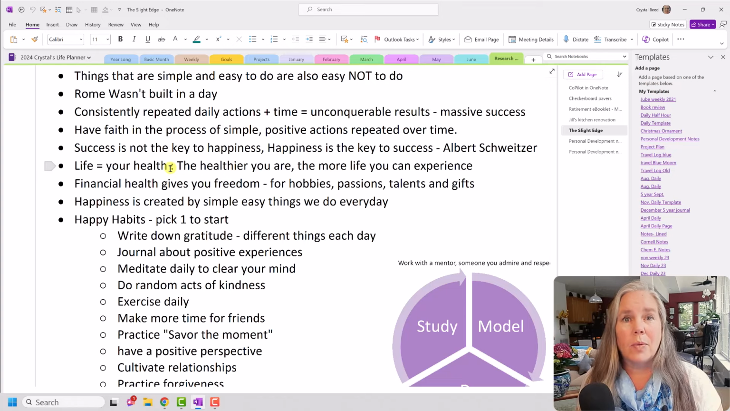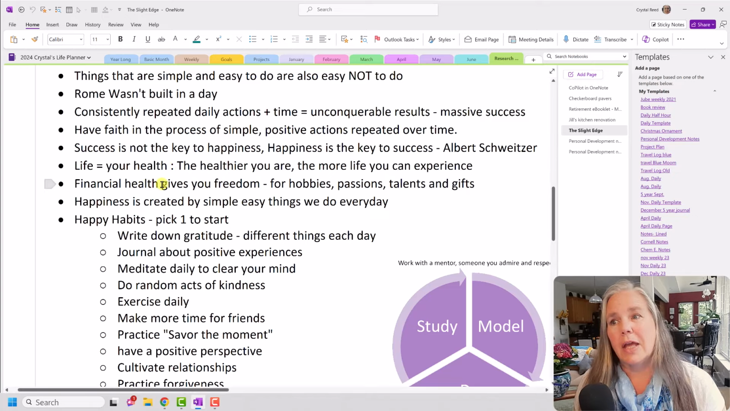When we are tired, when we are sick, when we are not feeling well, all we really want to do is sleep or rest or just make it through what we need to get through life. So this is a reminder for all of us to take care of your health because your health equals your life.